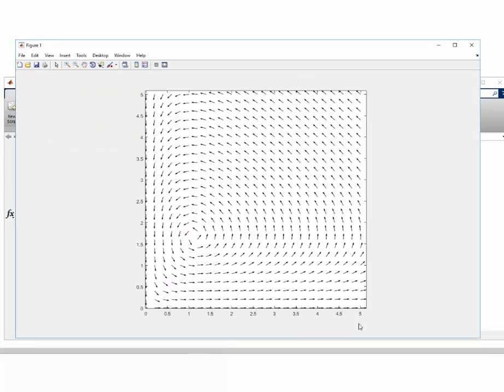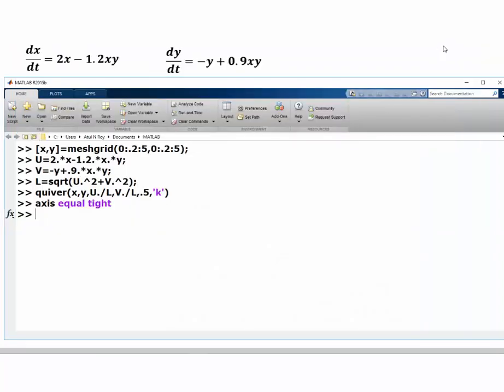Good. Now we want to draw a phase portrait, that is, some solution curves of the given system. For that, we shall use ODE45 for this system. So first we are going to ask it to hold on to the graph.